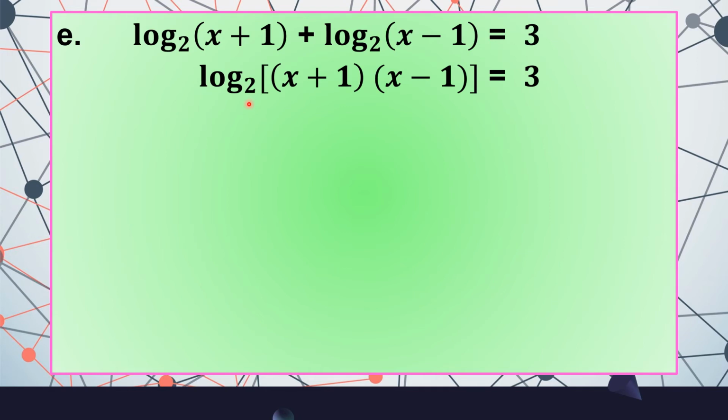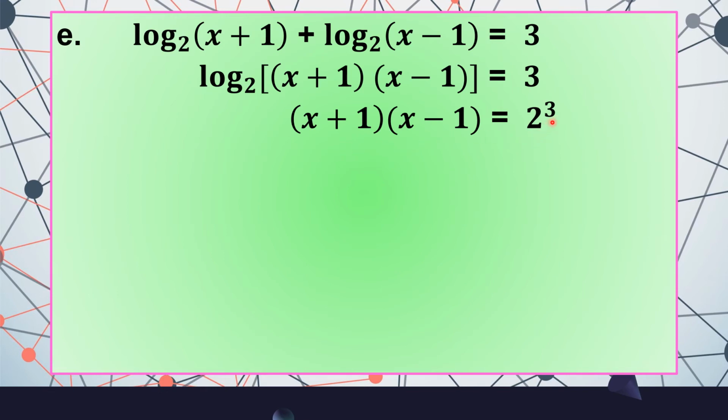The base of the logarithm, which is 2, is also the base in the exponential form. And the answer 3 of the logarithm is the exponent in the exponential form. So we have now the base is 2 and the exponent is 3. Then x plus 1 times x minus 1 is the answer in exponential form.